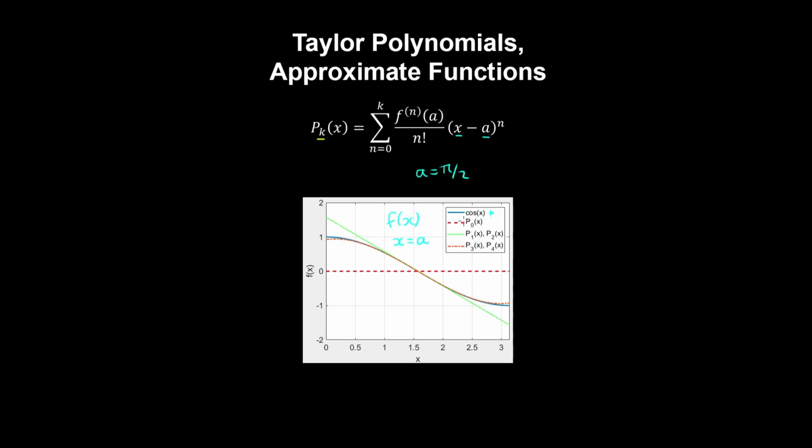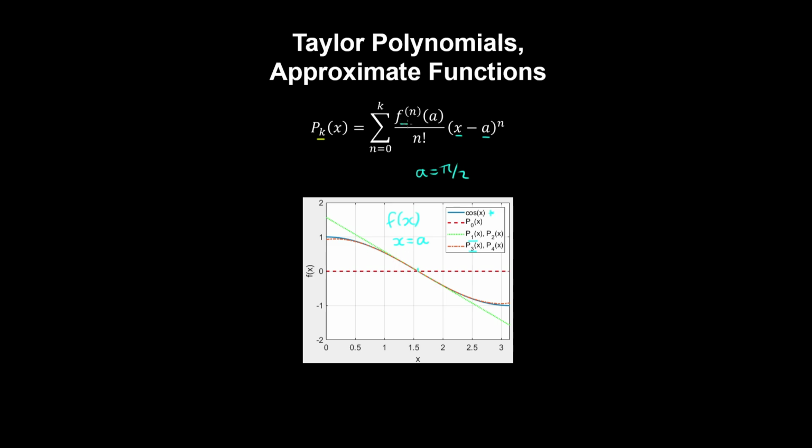And you can see that when we use a 0th order polynomial, we have a really bad approximation to the function. And we can see that the linear approximation approximates cosine x better near x equals a. And as you keep using more terms of the Taylor polynomial, you get an even better approximation, even further out from a.